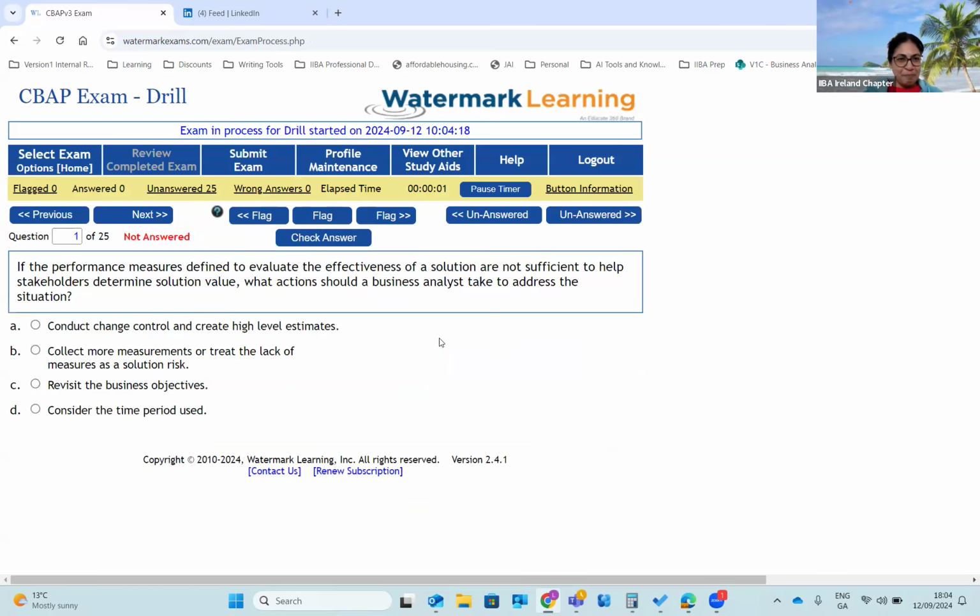Okay, solution evaluation. Let's start. First I want to remind everyone, this is one of the 2 hardest chapters, the 2 hardest knowledge areas. So don't beat yourself up. We're here to identify what our gaps are, and then we can fix it.